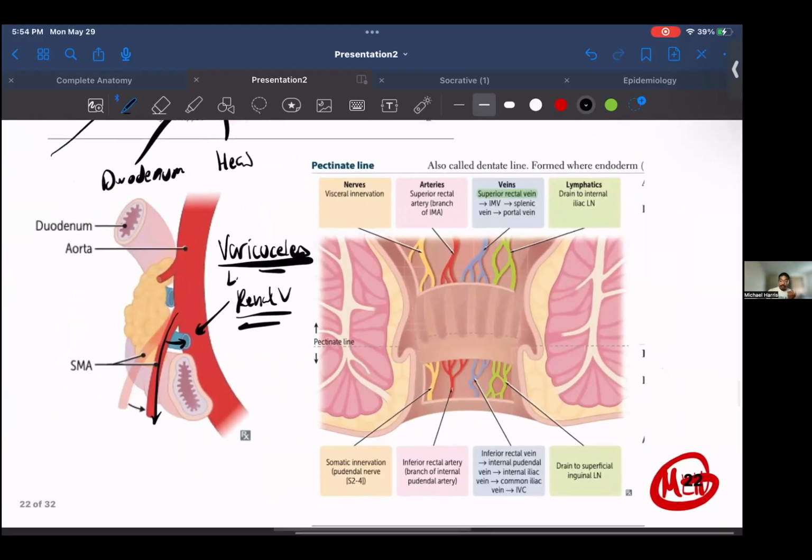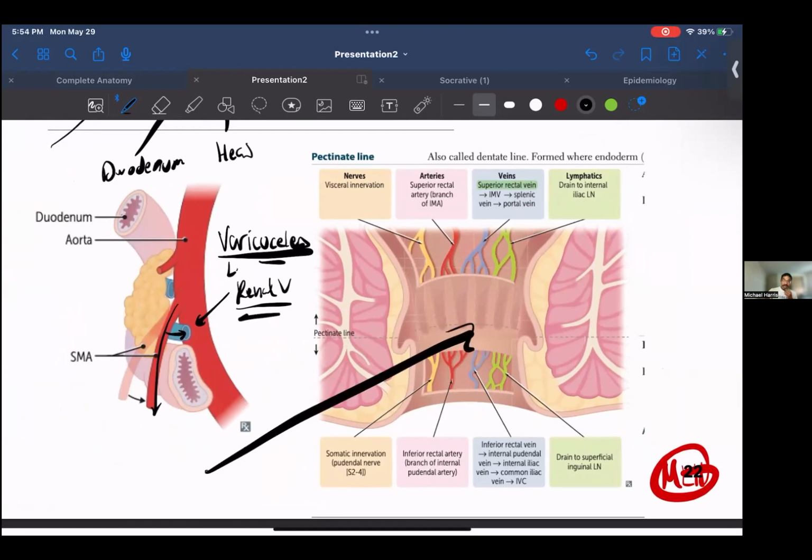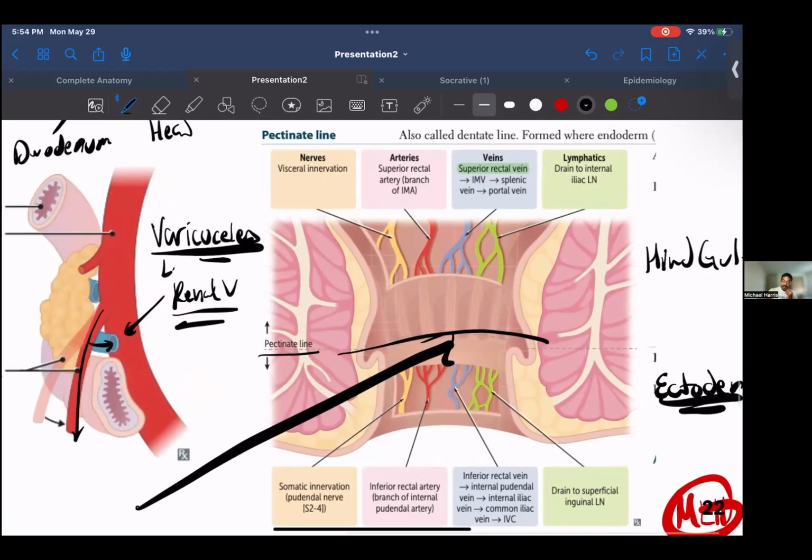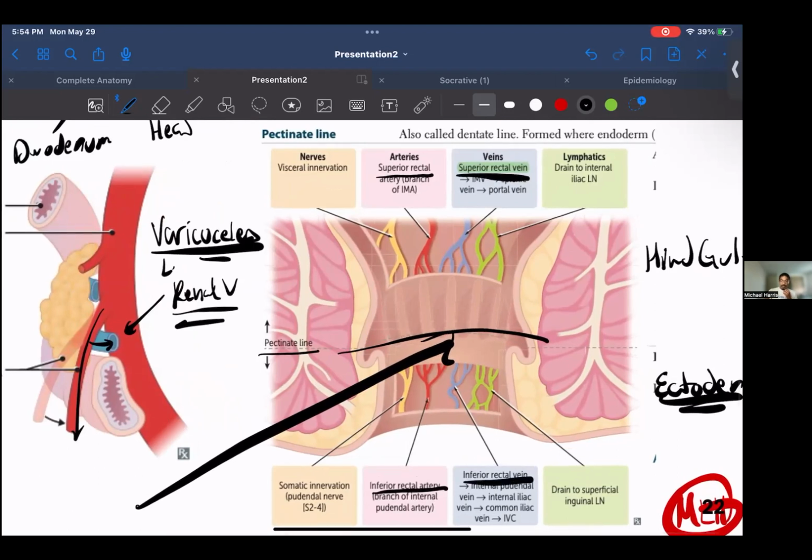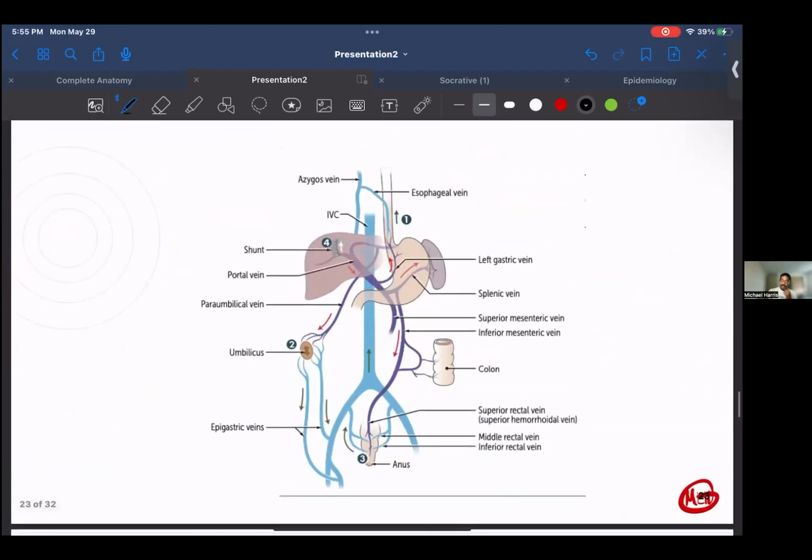So moving on, the next thing you have to make sure you know is the differences with the pectinate line. The pectinate line is the separation between hindgut and the ectoderm of the skin. There's different nerve supplies for each, as well as artery supplies. For instance, you get the superior rectal artery and the inferior rectal artery. You get the superior rectal vein and the inferior rectal vein. You even get different lymphatics: drains into the internal iliac, drains into the superficial inguinal. This is a big location where you get crossover, and they love it as anatomists.